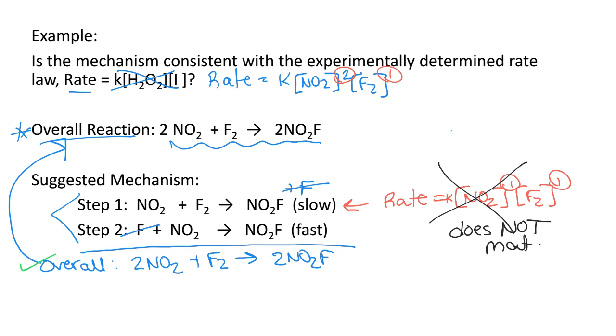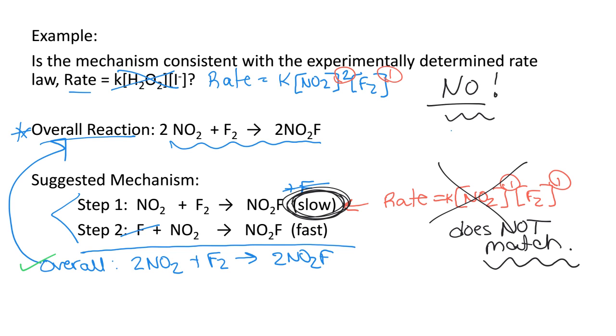So really, the answer to this question is just a yes or no question. Is the reaction mechanism consistent with the experimentally determined rate law? The answer is no, and the reason is that the rate law equation from your rate determining step doesn't match the rate law that we know to be true for that particular reaction. So that's not a good reaction mechanism for that overall reaction.